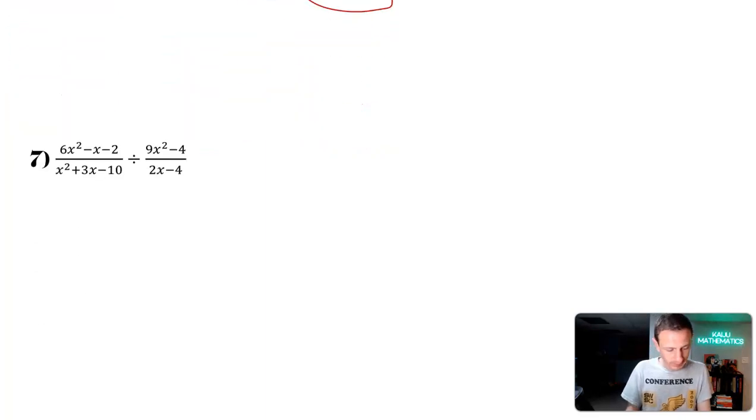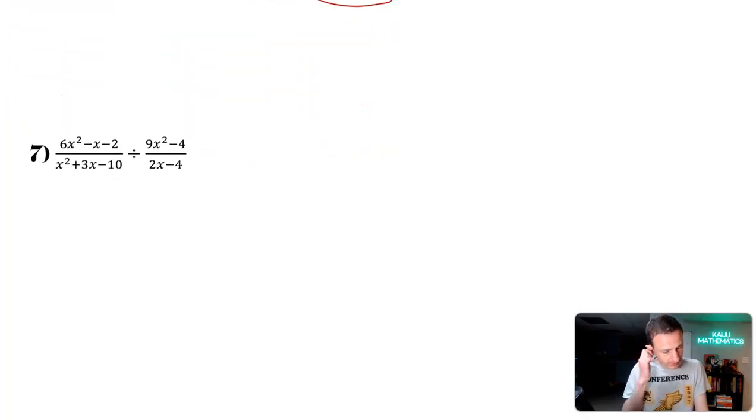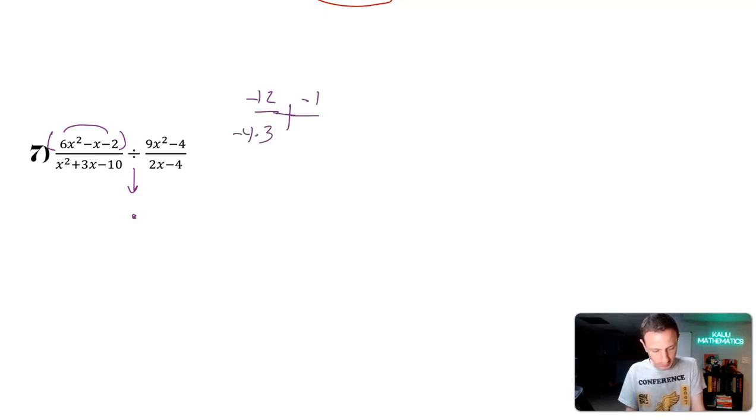Let's keep going. Number 7. 6x squared minus x minus 2. It's a division question, so let's make sure we're changing this to multiplication. Take the reciprocal. So I'm going to factor everything as I change. So this 6x squared minus x minus 2, we do have to use AC method there. So I'm going to do 6 times negative 2, which is negative 12. And we want two numbers that multiply to negative 12, add up to negative 1. That's going to be negative 4 and 3.